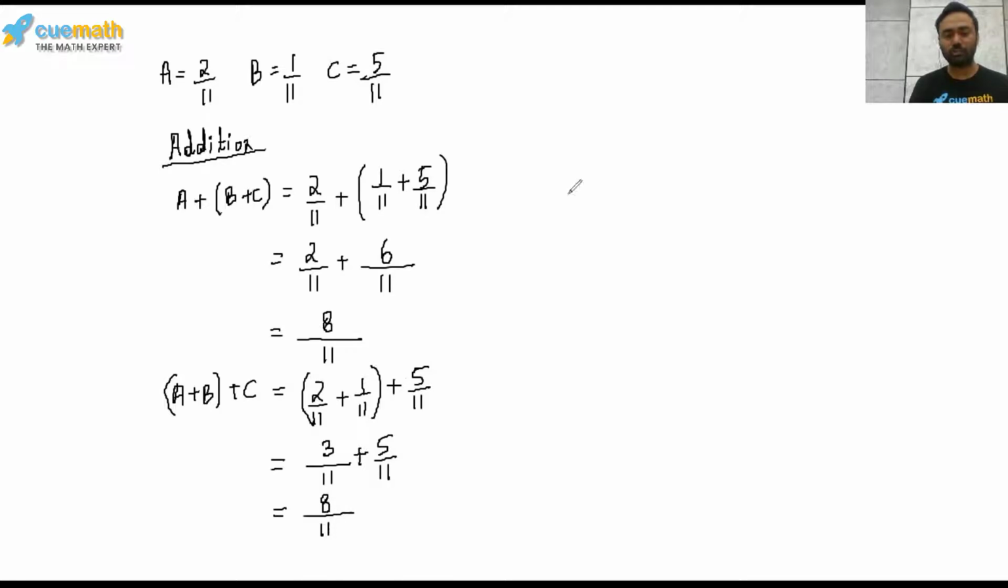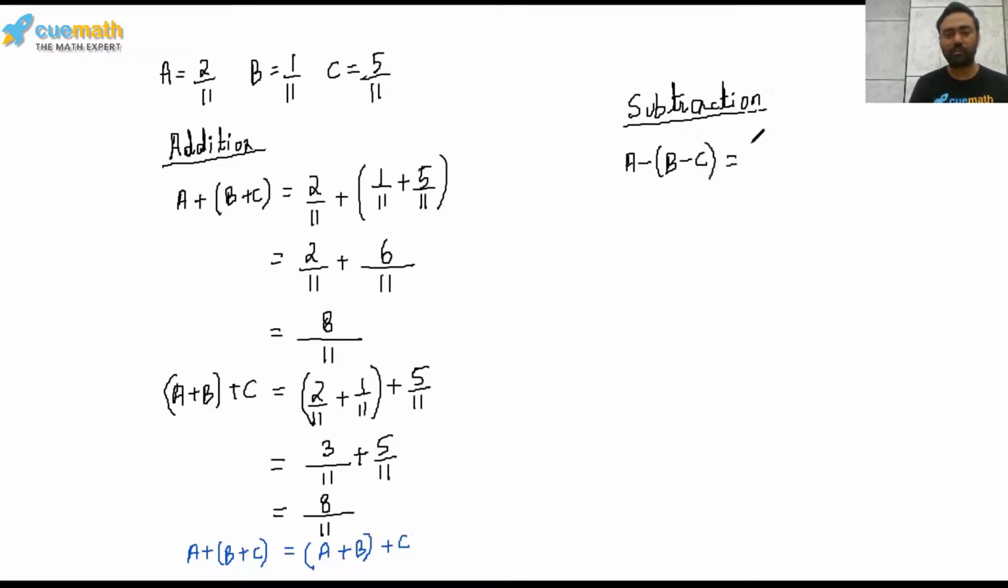Now based on these two values, we can conclude that a plus in brackets b plus c is equal to a plus b inside the bracket plus c. Now let's check the same for the subtraction part. To verify the associative property for the subtraction part, we'll first find the value of the expression a minus b minus c. Let's substitute the values first. So 2 over 11 minus, in brackets, 1 over 11 minus 5 over 11.